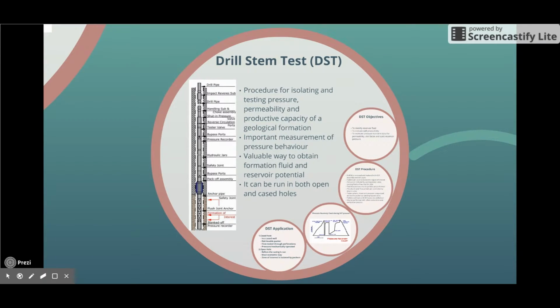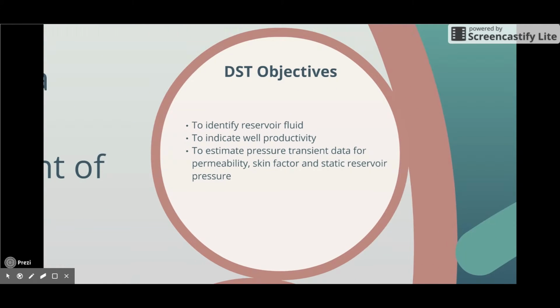Besides, DST can also be run in both open hole and cased hole with a single or dual packer, which will be further discussed later. Next, I'm going to talk about the objective of performing DST.